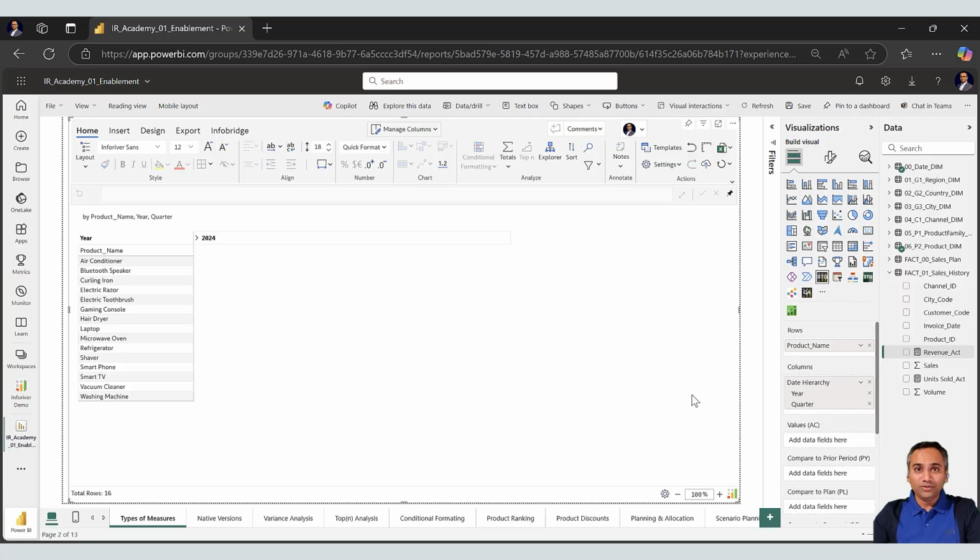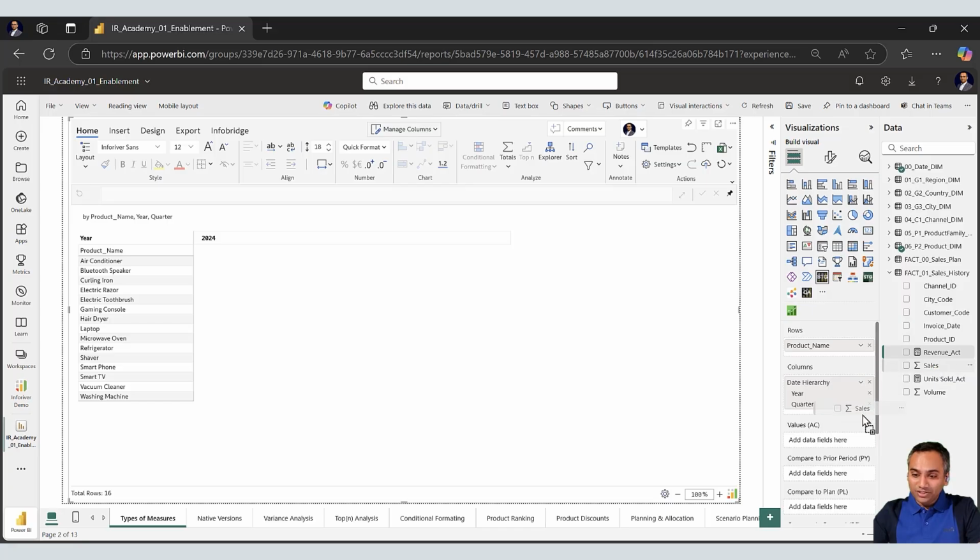In this session, we will talk about the two types of Inforiver measures which are very commonly used. Now, Inforiver measures and Power BI measures are different. From Power BI's perspective, we need no introduction to what measures are, but just to set the stage up, there are two types of Power BI measures, implicit and explicit.